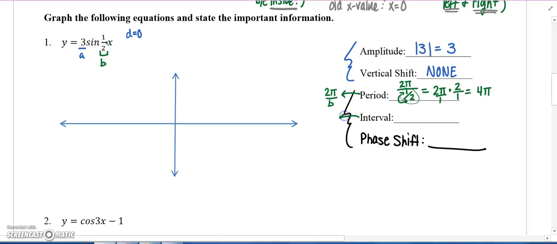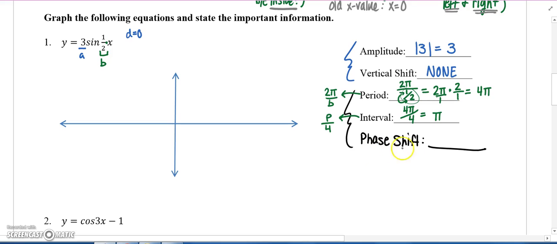Now the interval, remember, you take that period, that number you just got, and divide it by 4. So 4 pi divided by 4 is just pi. So that's my interval. The interval should always be smaller than the period because we're taking the period and we're dividing it into pieces, so keep that in mind.